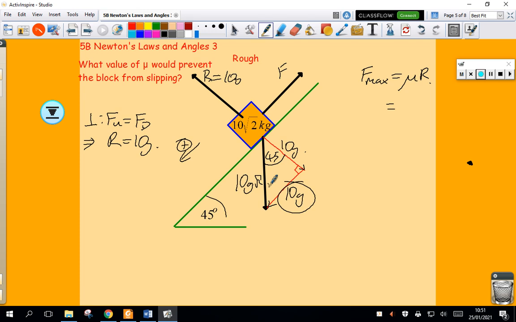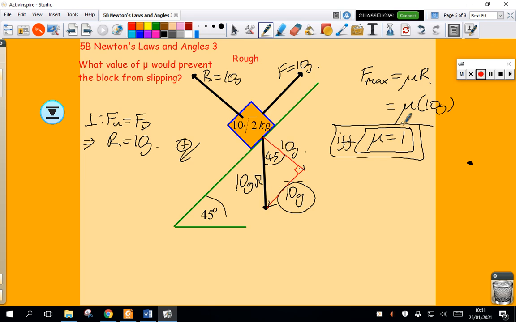So how do we make that friction force 10g? Well, it's mu times the normal reaction, which is 10g, and the number I could assign to mu to make this equal to 10g would be 1. So the maximum friction of 10g will be reached if mu is equal to 1, which is our maximum value for the coefficient of friction. So if mu is equal to 1, then my maximum friction is 10g.